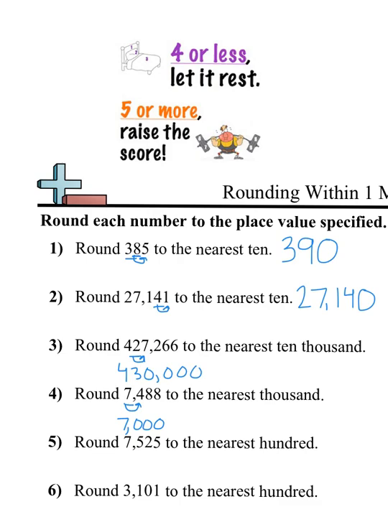Okay, number 5, round 7,525 to the nearest hundreds place. Well, the 5 is in the hundreds place.